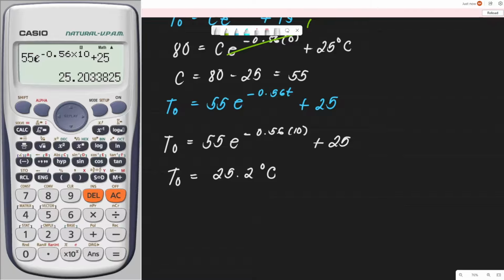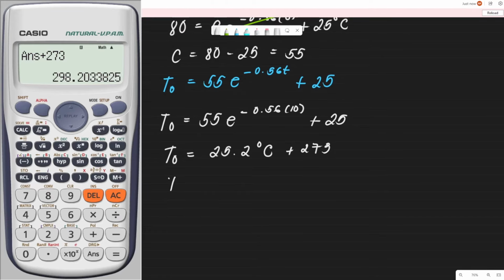So, we need to convert the temperature from degrees Celsius to Kelvin. To do that, we just add 273. So, this is equivalent to T sub O equal to 298.2 Kelvin. So, this is our answer.